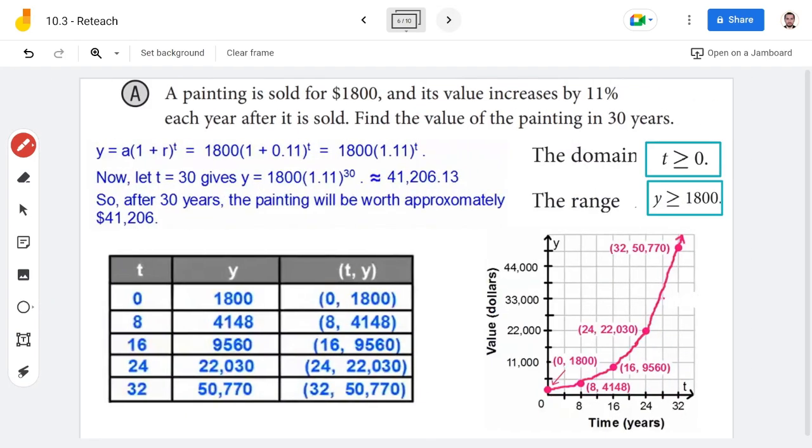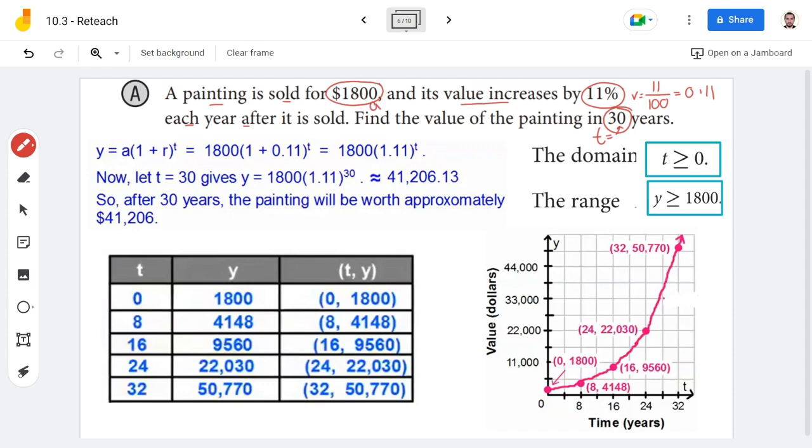Now, we have here a fast example. Let me explain it very fast. A painting is sold for $1,800 and its value increases 11% each year after it's sold. 11% means 11 over 100, so this is R, always over 100. So it will be 0.11. Find the value of the painting after 30 years. So t is equal to 30.